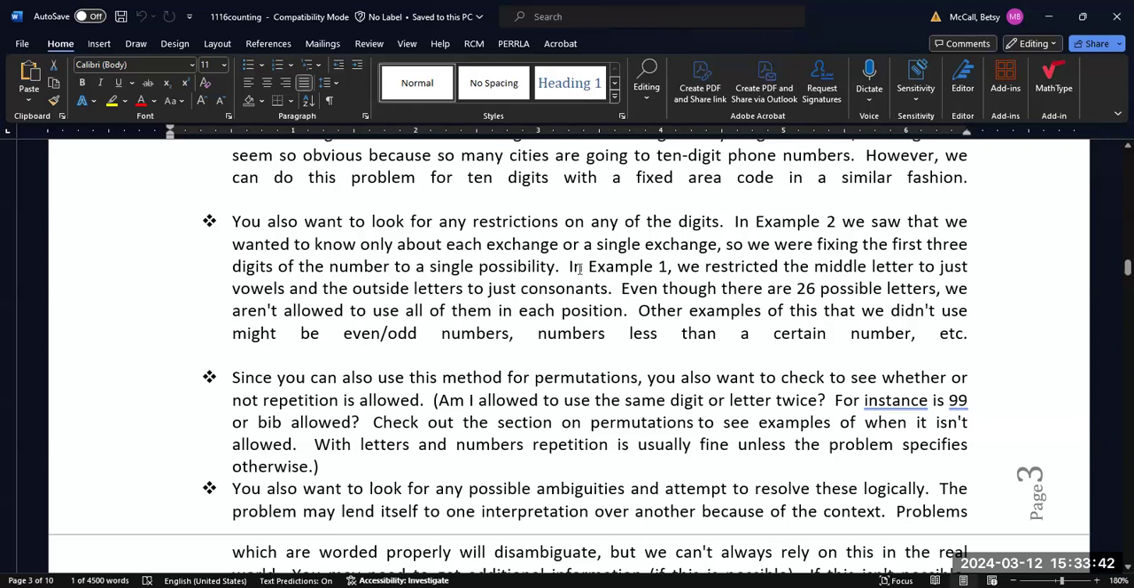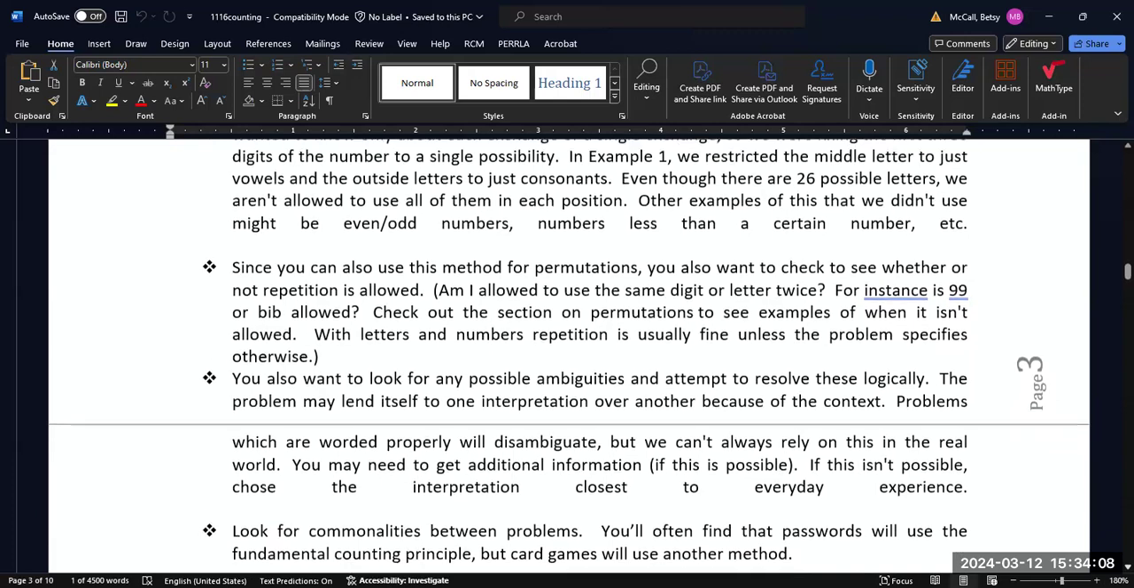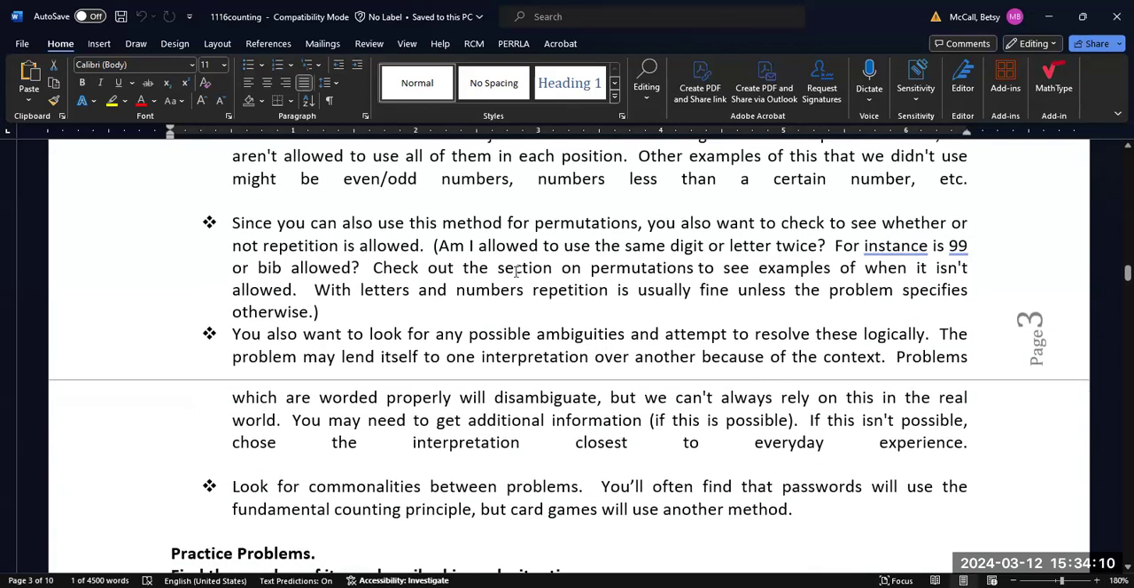You may want to look for any restrictions on any of the digits. For example, in 2, we wanted to know only about a single exchange. So that fixed the first 3 digits of the number to a single possibility. In example 1, we restricted the middle letter to just vowels and the outside letters to just consonants. So we weren't using all of the letters in each position. You can use this method also for permutation problems, which we're going to see a little bit later.